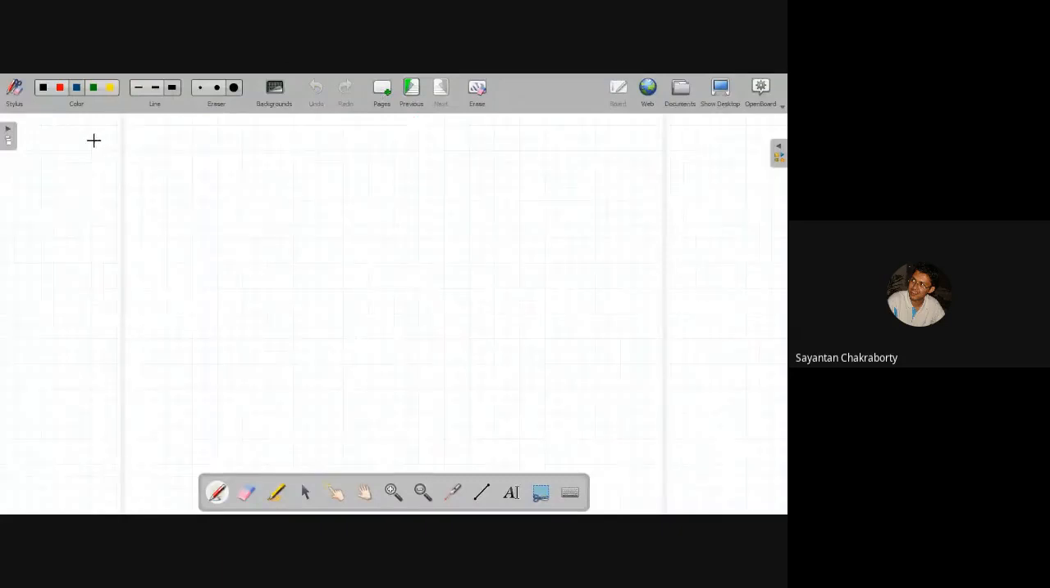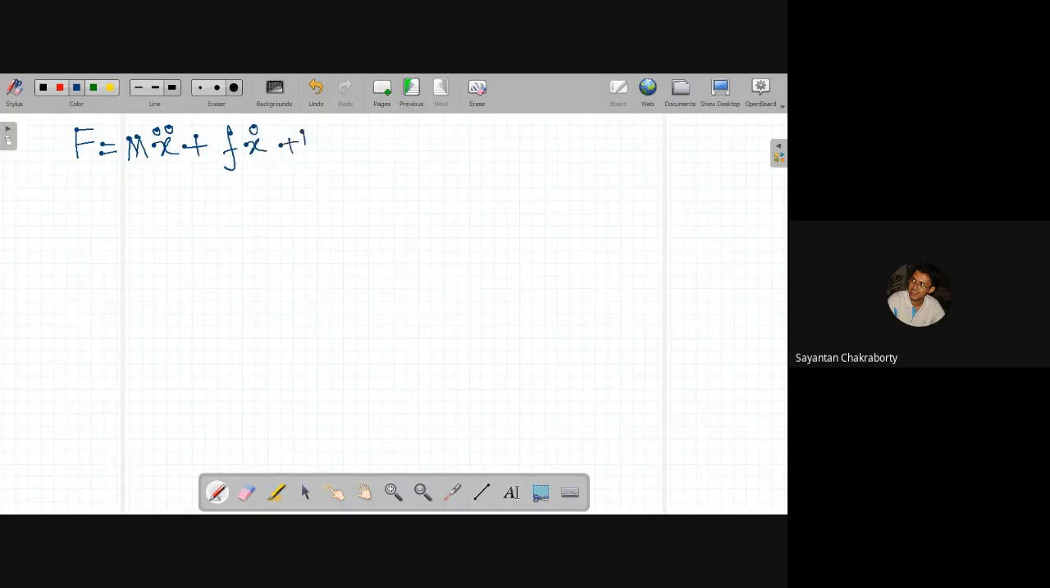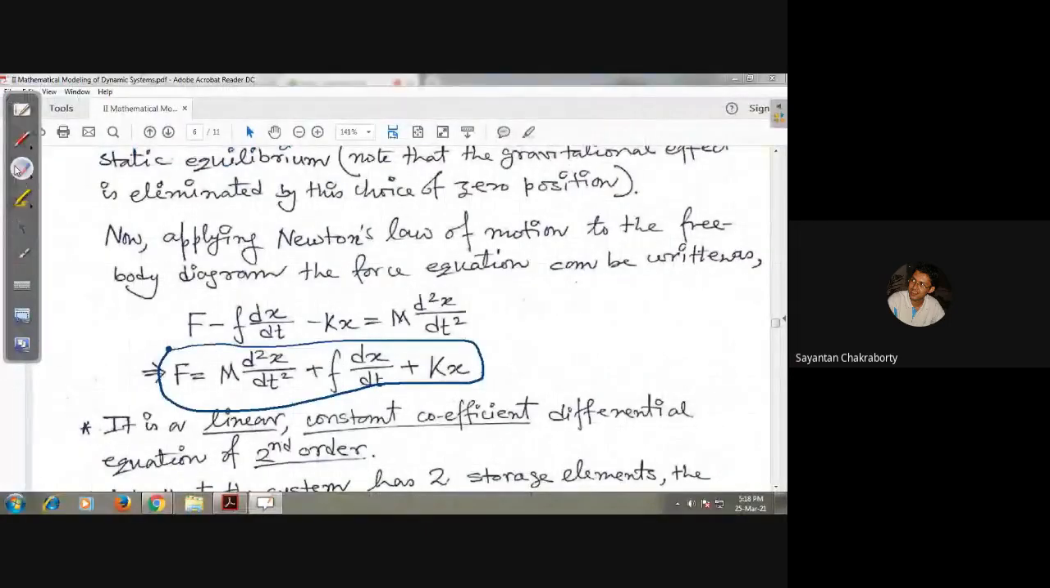for the mass spring damper. What is the expression you're getting? Force is equal to m x double dot plus f x dot plus k x. Okay, right? So I'm just taking a note of this case. Now let us consider what happens with this differential equation. It's a second order differential equation with constant coefficients. Since it's a constant coefficient differential equation, it will be a linear time invariant system.